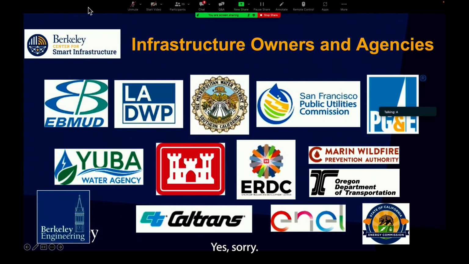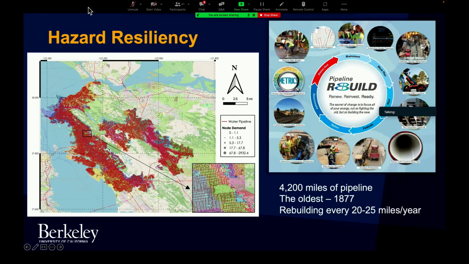We work closely with infrastructure owners, of course water infrastructure owners and other infrastructure owners, really trying to see how we can make our infrastructure smarter. And this is the network of East Bay MUD. I'm going to talk a little bit more about East Bay MUD because it's part of the San Francisco Bay Area. They have a pipeline rebuild project that's been going on for the past 5 years or so.